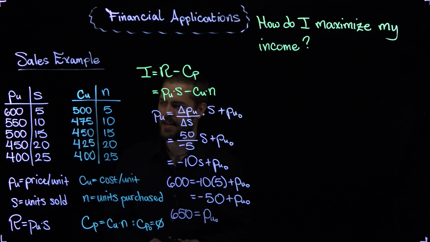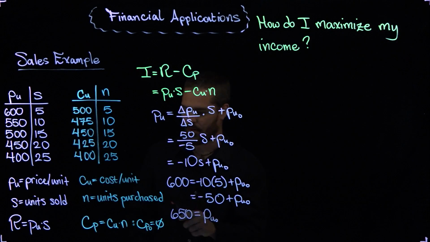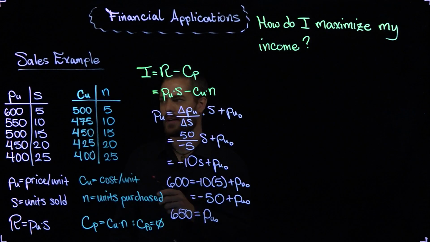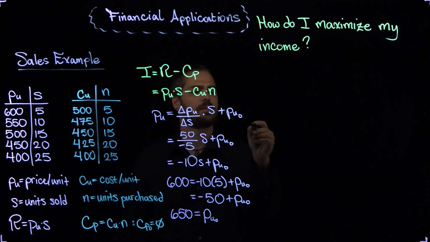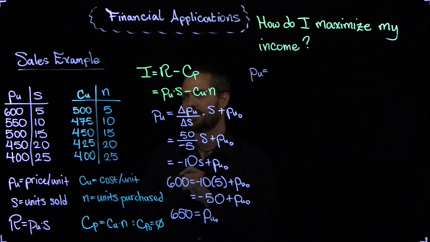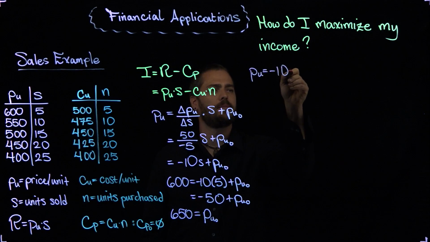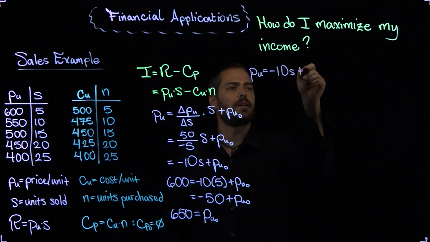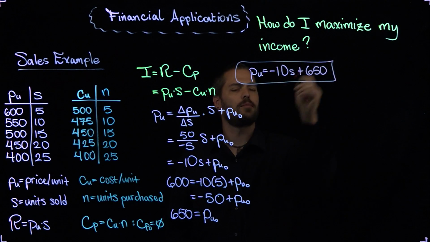You might have been able to ascertain that in another way, just looking at the table. But overall, now I can say, okay, I have enough information to generate an equation for that table. And the equation is, I guess I'll stick it up here. P subscript U is equal to negative 10 times the number of units sold plus 650.